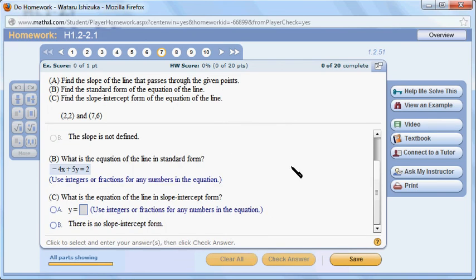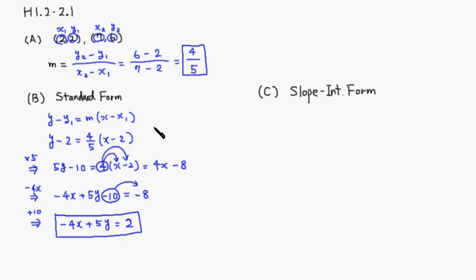All right, the last one. What is the equation of the line in slope-intercept form? So we just have to rewrite the equation. Let's do that. I'm going to start right here. Actually, oops, sorry, not there. I'm going to start from right here, and start rewriting it.